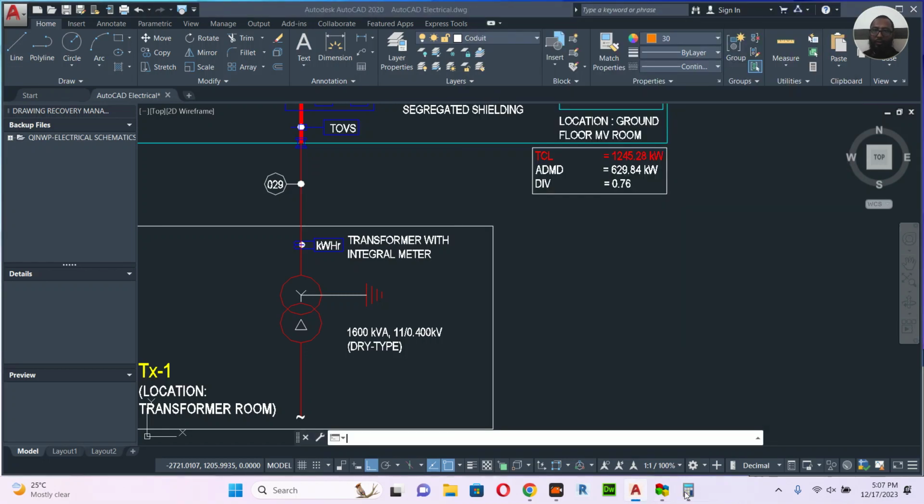1296 kVA. So the transformer I have to select is the one nearest to that. Here I have a 1600 kVA transformer, so it can fulfill the power.